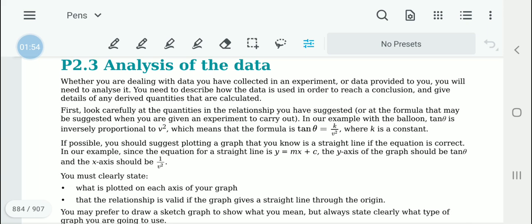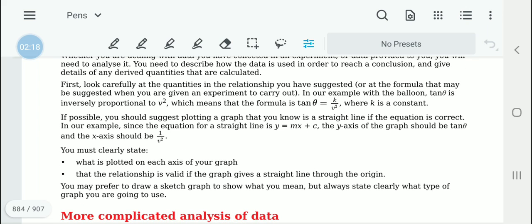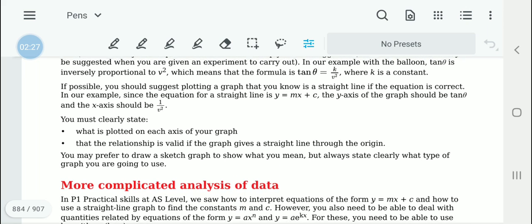So if you draw this in the form of y equals mx plus c, and even in AS level we discussed y equals mx plus c type of graphs. In this particular situation, the y-axis should be tan theta, and the x-axis should be 1 upon v squared. This is just an example. You will have to develop your own graph to give out the details, so that relationships can be established.